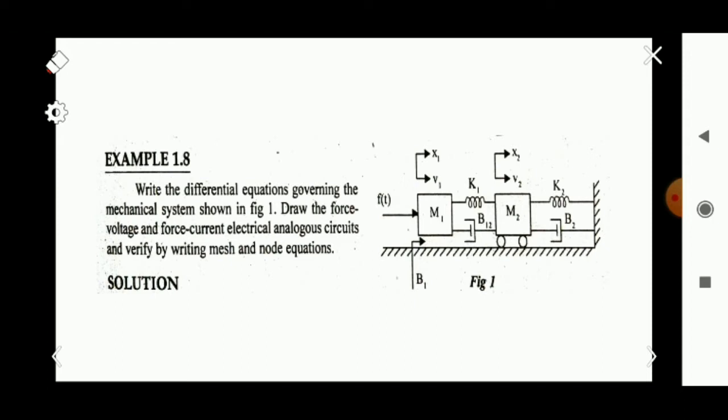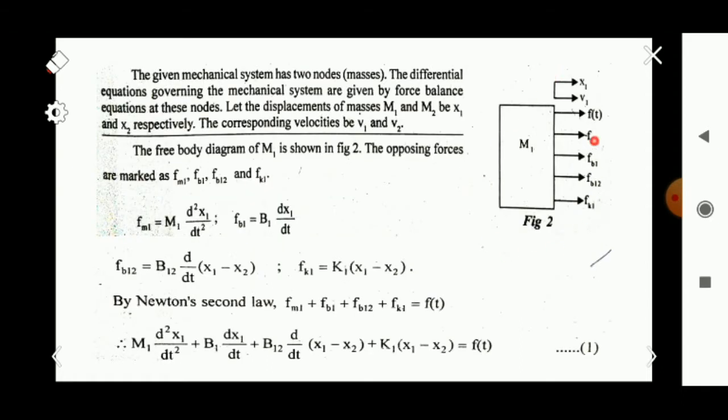Okay, so from this figure it's clear that we are applying a force F of t to this M1, and the opposing forces will be the opposing force due to the mass M1, the opposing force due to the frictional element B1, the opposing force due to B12, and the opposing force due to this spring K1. Okay, so this is the free body diagram. F of t is the applied force.